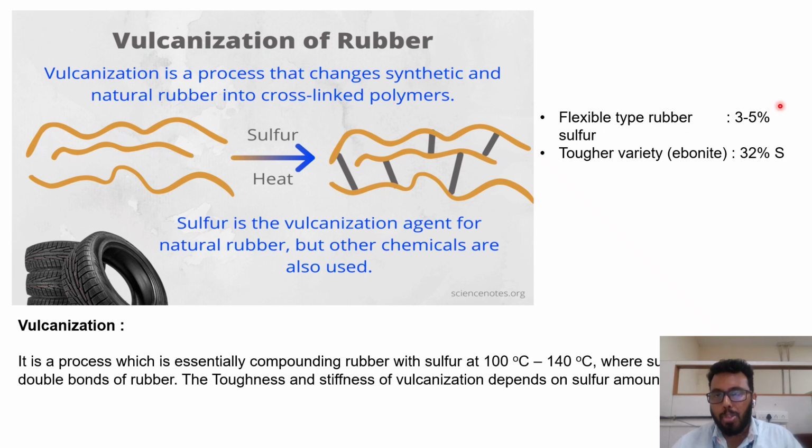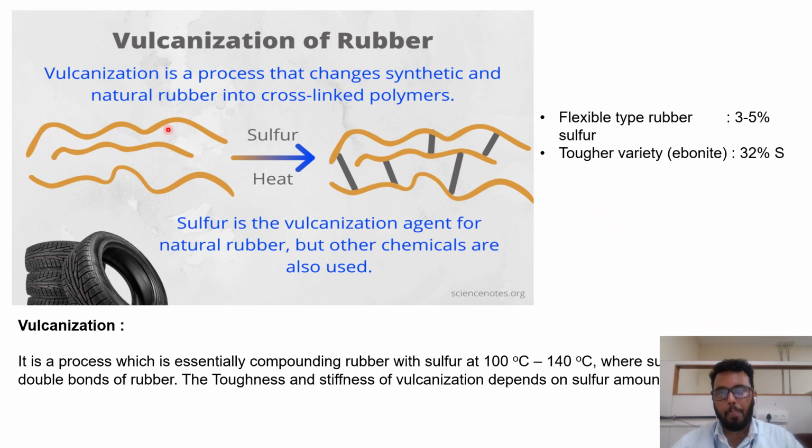So you can tune this sulfur content from 3 to 5%, and then based on the degree of cross-linking or the amount of sulfur introduced, the strength of the rubber can be varied easily. So here is the definition. It is a process that changes synthetic and natural rubber into cross-linked polymer. So through the process of vulcanization, we can prepare cross-linked polymers.